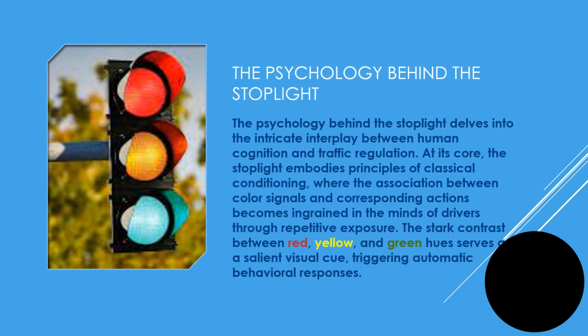The psychology behind the stoplight. The psychology behind the stoplight delves into the intricate interplay between human cognition and traffic regulation. At its core, the stoplight embodies principles of classical conditioning, where the association between color signals and corresponding actions becomes ingrained in the minds of drivers through repetitive exposure. The stark contrast between red, yellow, and green hues serves as a salient visual cue, triggering automatic behavioral responses.